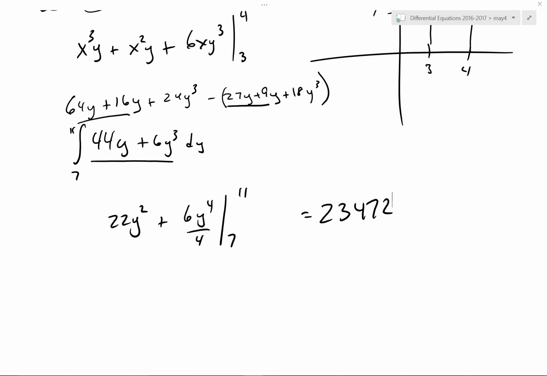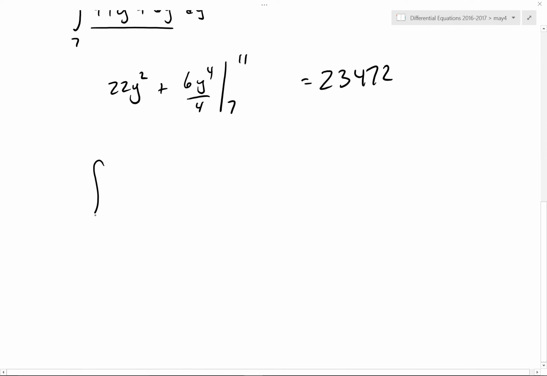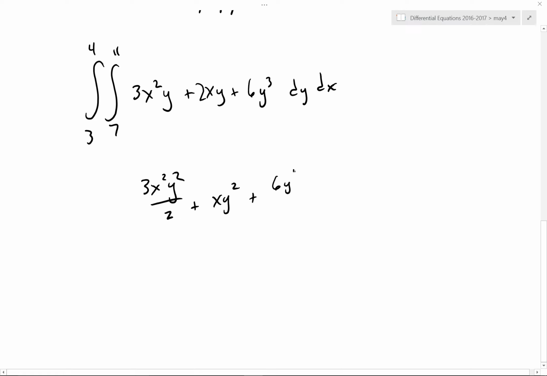Doesn't matter. Scrim, would it be the same if I integrate the other way? Yes, but let's do it. We're going to do it by hand. Read it to me. Was it 3x squared y plus 2xy plus 6y cubed? And from where to where? 7 to 11 dy. Okay. So with respect to y, it's going to be 3x squared y squared over 2 plus xy squared plus 6y to the fourth over four.